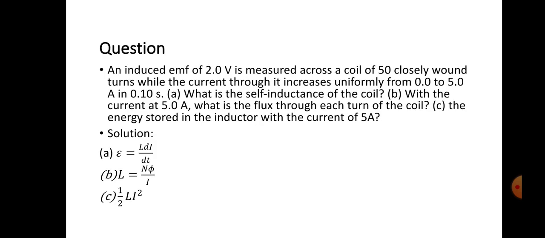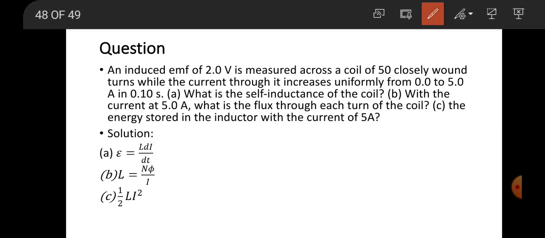Beautiful. So let's see a question here. This question says an induced EMF of 2.0 volts is measured across a coil of 50 closely wound turns, while the current through it increases uniformly from 0.0 to 5 amperes in 0.1 seconds. A, what is the self-inductance in the coil? B says with the current at 5 amperes, what is the flux through each turn of the coil? Then C says what is the energy stored in the inductor with a current of 5 amperes.